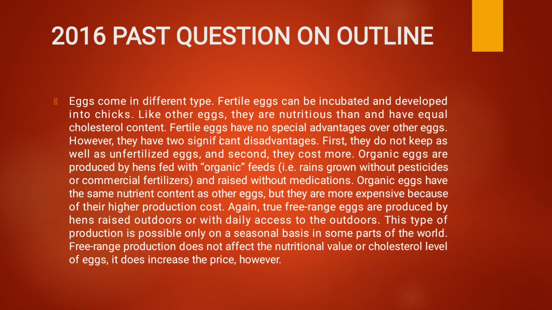Now the types of eggs, the paragraph moves on by saying that fertile eggs can be incubated, and then when it went down, it also spoke about unfertilized eggs. And then when you move down, you see what is called free range eggs. So it means that the passage itself is talking about types of eggs.